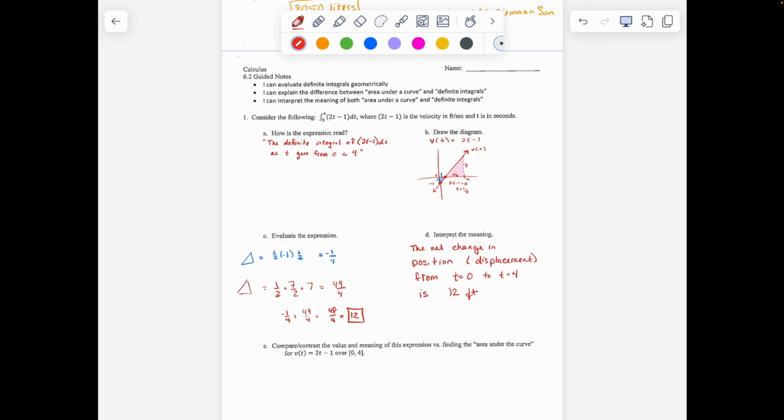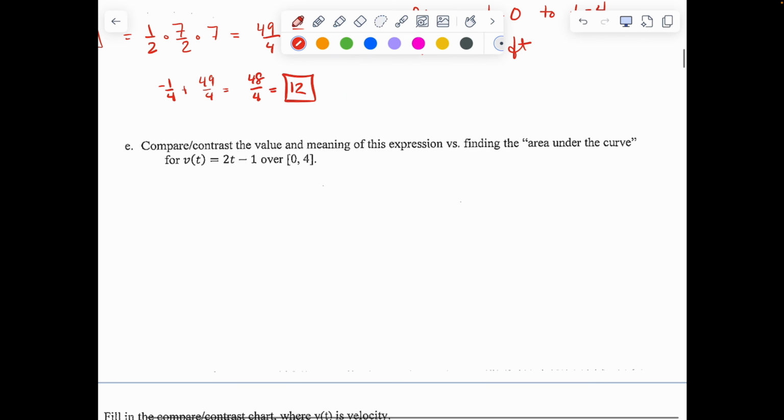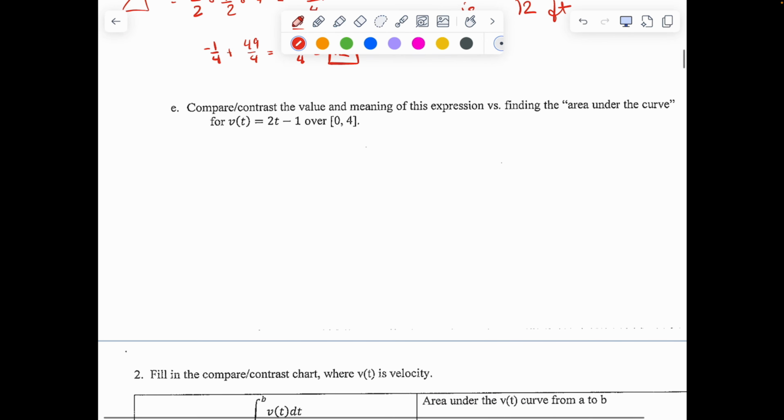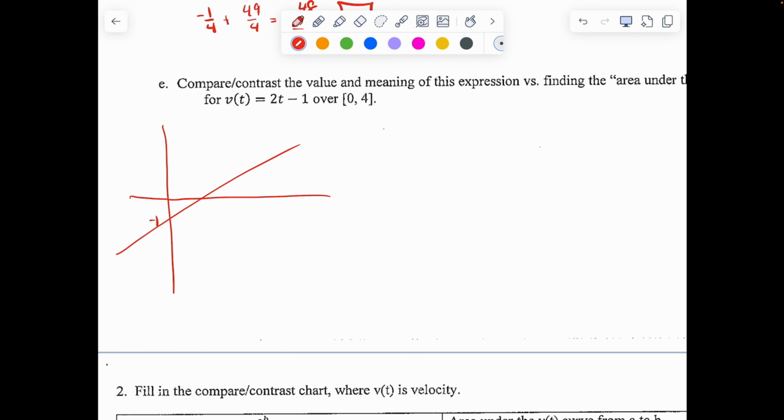Okay, so now let's look at this difference. We're going to compare and contrast the value and meaning of this expression versus finding the area under the curve. If we're talking about finding the area under the curve, and we're simply just straight up talking about area, so this was our blue section, and this was our pink section.